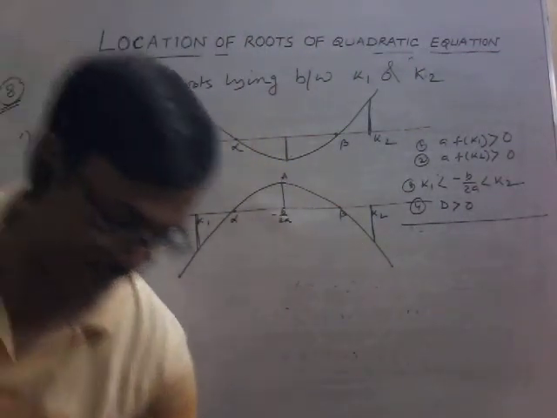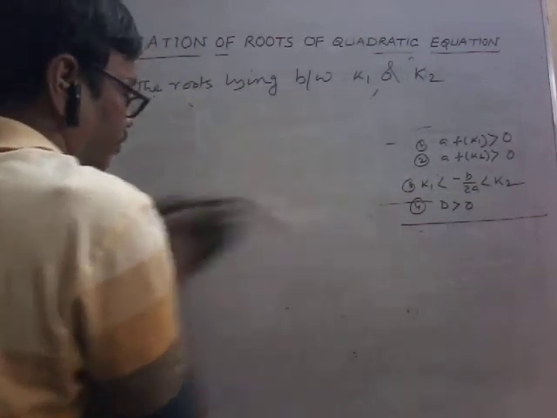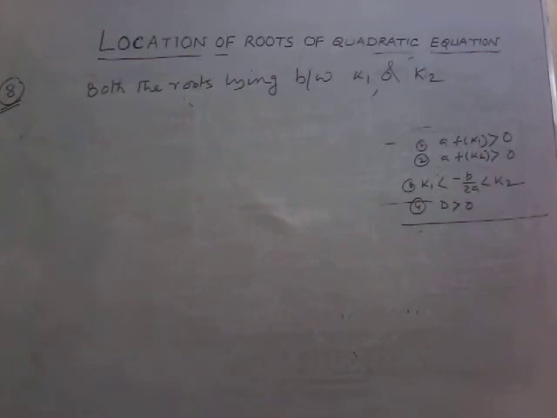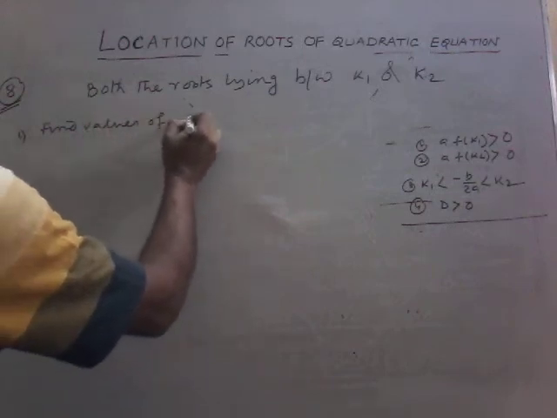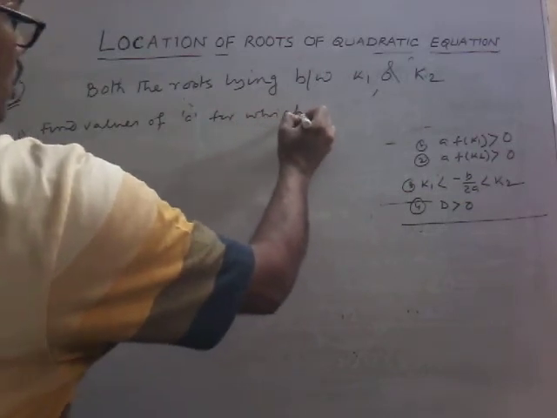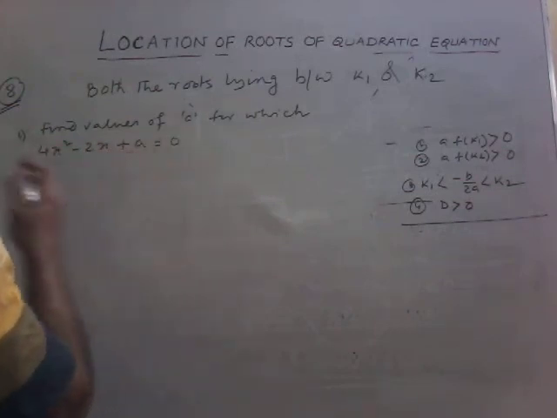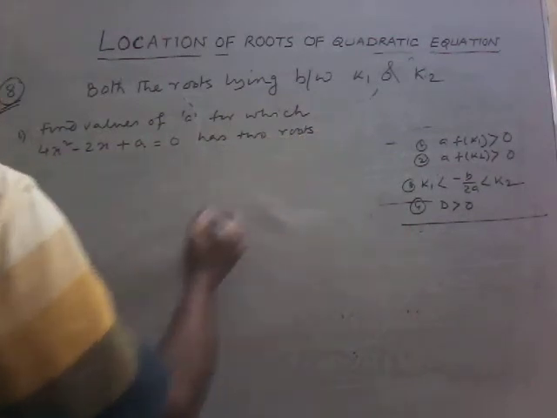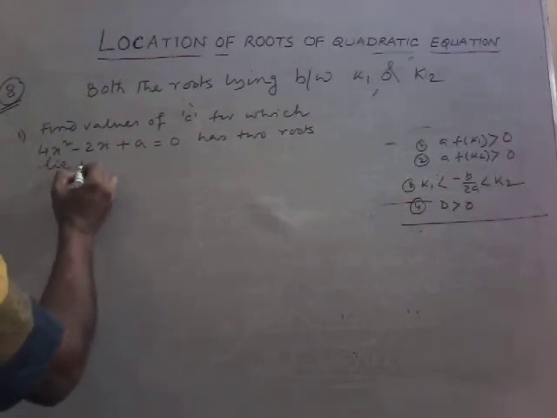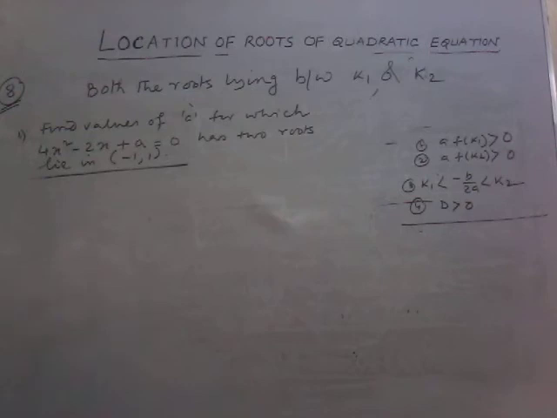So now application. Find values of a for which 4x square minus 2x plus a equals to 0 has two roots lying in minus 1 to plus 1.